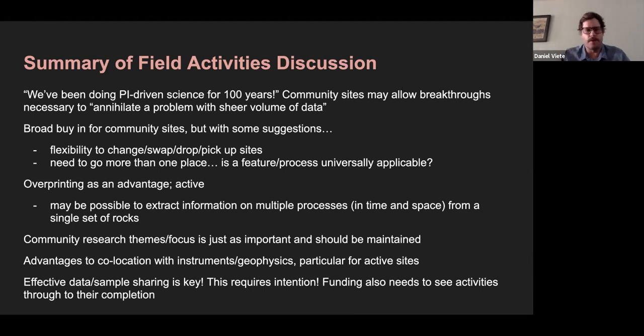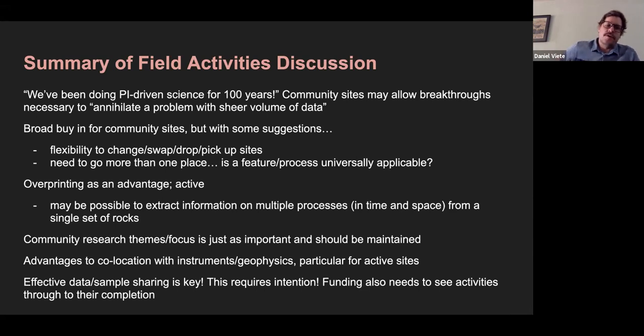Another interesting thing that was brought up is the idea of active and exhumed sites together. Some of the exhumed rocks that give us perspective on the deeper histories may ultimately be brought through the upper plate and record some of the processes associated with the active system. And so it may be possible to go to the one place and extract information from multiple locations in the subduction zone as they're recorded through time. So overprinting may be an advantage, recording multiple processes in time and space from which information can be extracted.